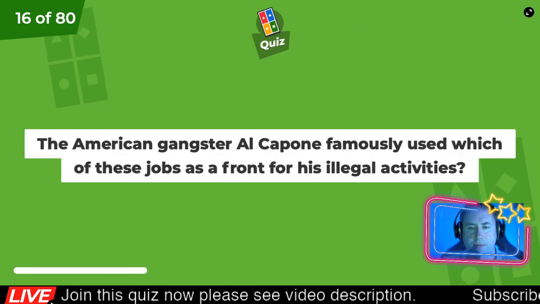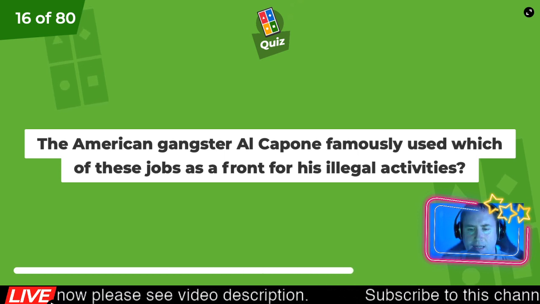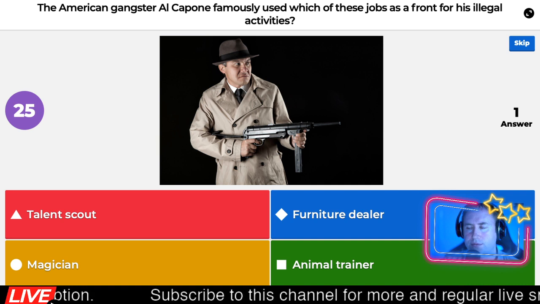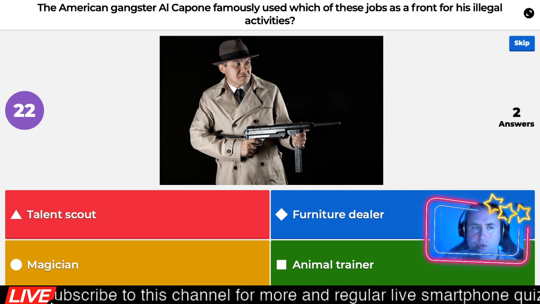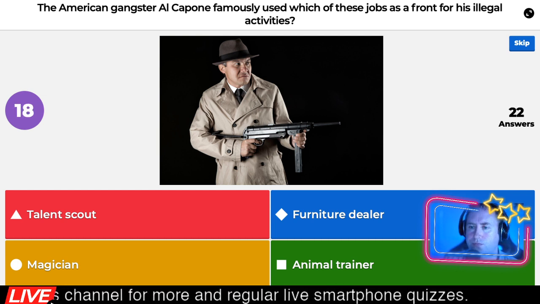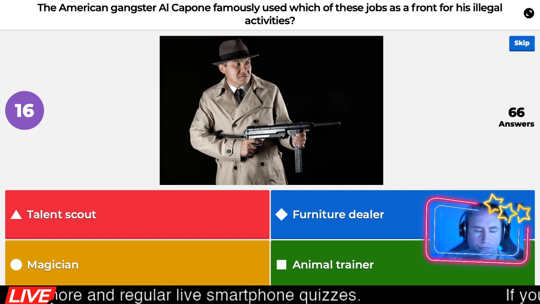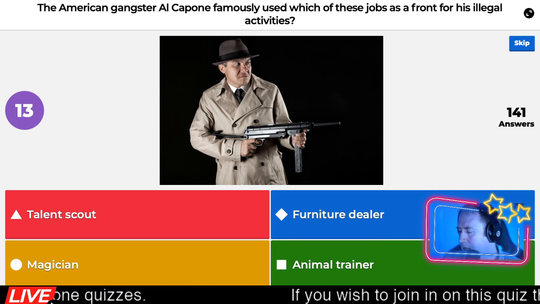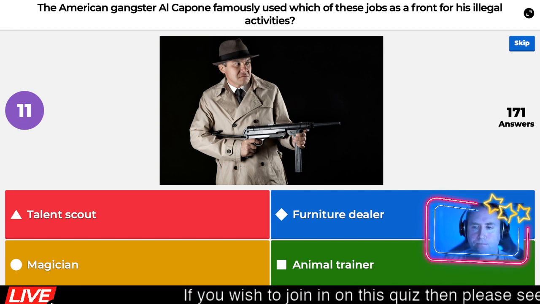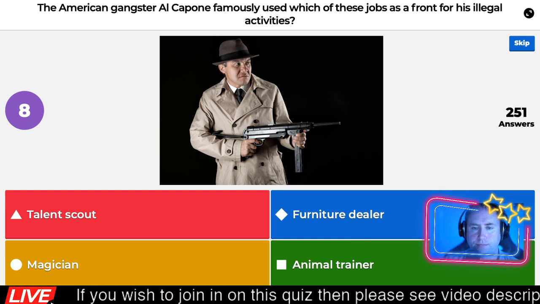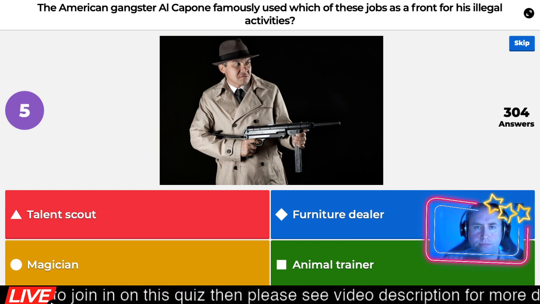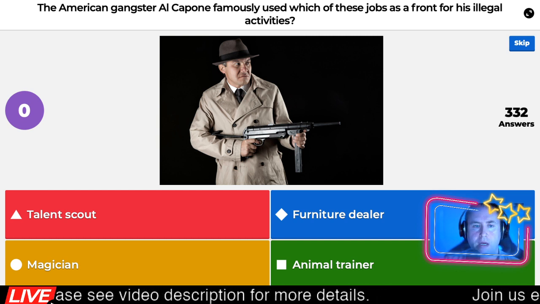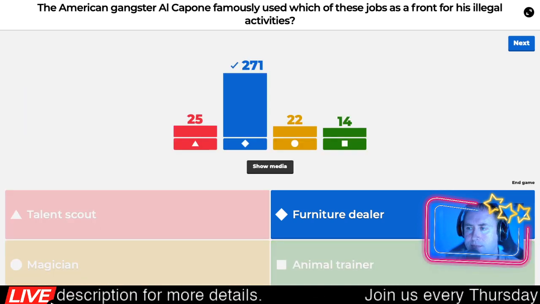The American gangster Al Capone famously used which of these jobs as a front for his illegal activities? Is it talent scout, furniture dealer, magician, animal trainer? Furniture dealer is the correct answer. Well done.